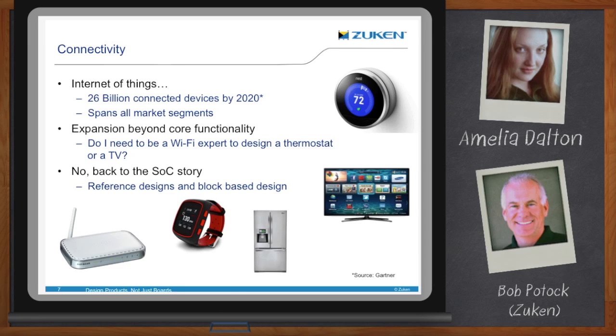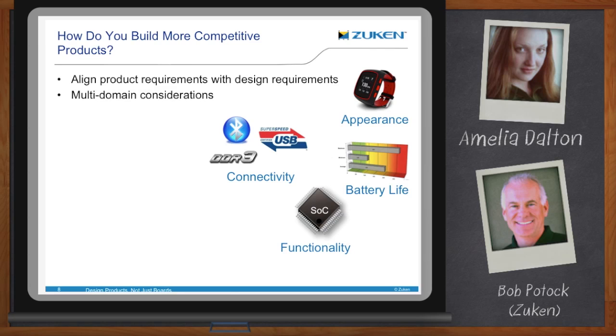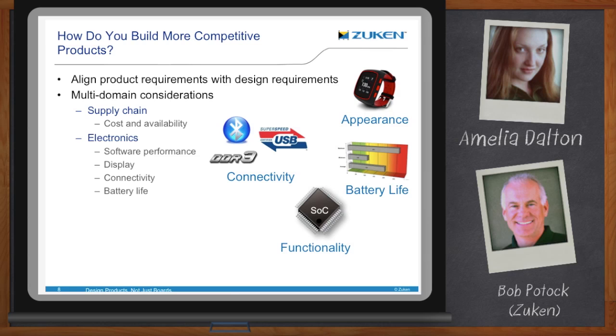Okay, so given all of these technology changes, how do we build more competitive products? It seems like there's a whole bunch to juggle here. It is. And the obvious answer, I should say, is that you have to align product requirements with design requirements. It sounds obvious, but it's not so easy in a PCB-centric design process. Because now you have to consider multiple domains. You have to consider your supply chain for cost and availability. You have to look at the electronics from a software performance perspective, from a display perspective, connectivity, battery life. And then you have the mechanical side, which we referred to as the style earlier.